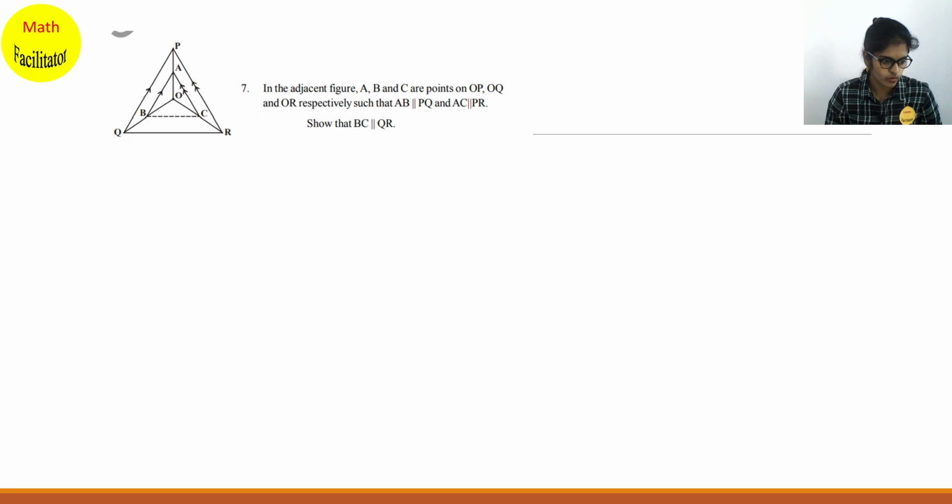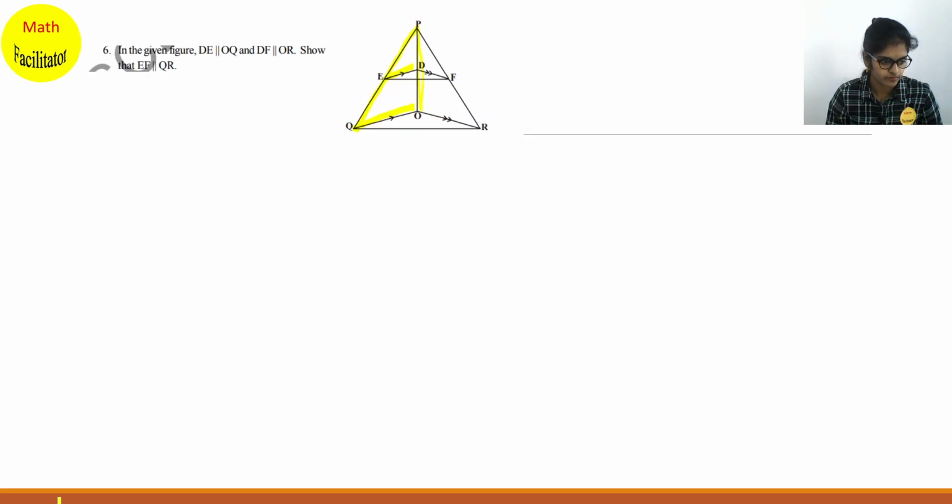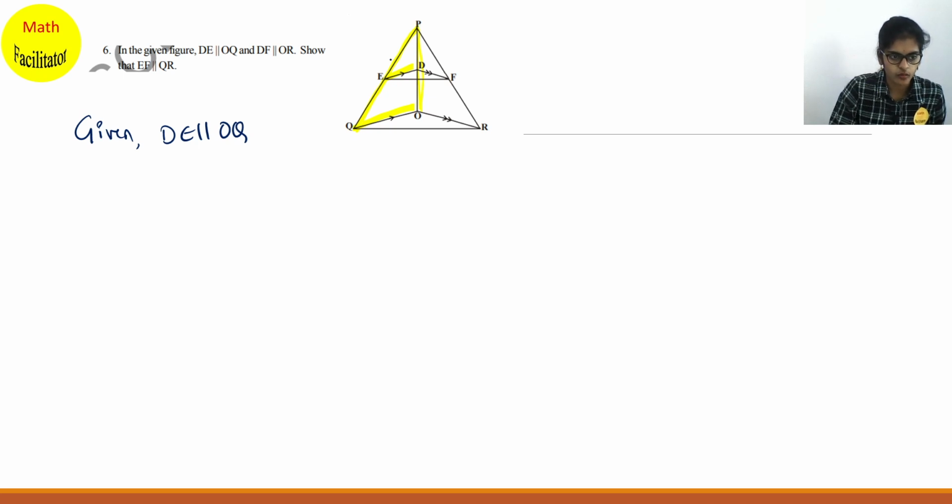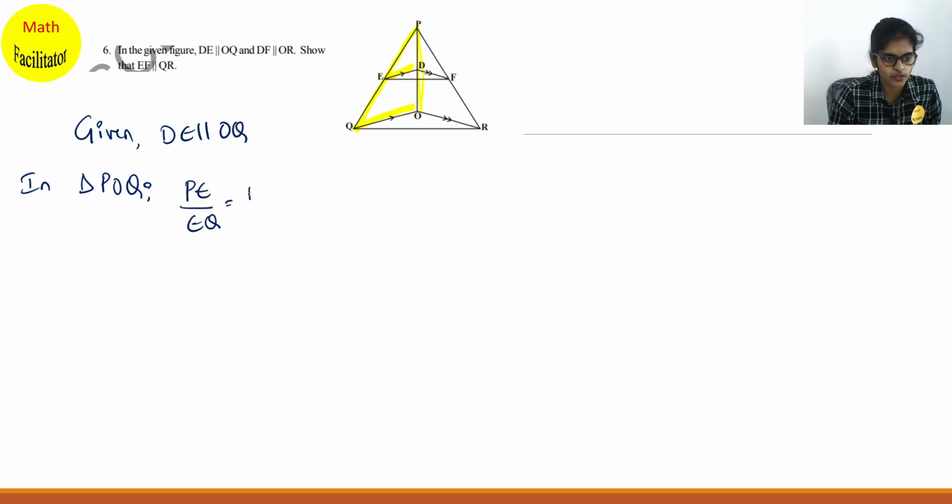Okay, so given DE is parallel to OQ. So which triangle are you getting? POQ. So in triangle POQ, DE is parallel to OQ. So what can I write? I can write PE by EQ is equal to PD by DO. How are we writing this? Using BPT. This is very important. Better you mention it in the exam also.